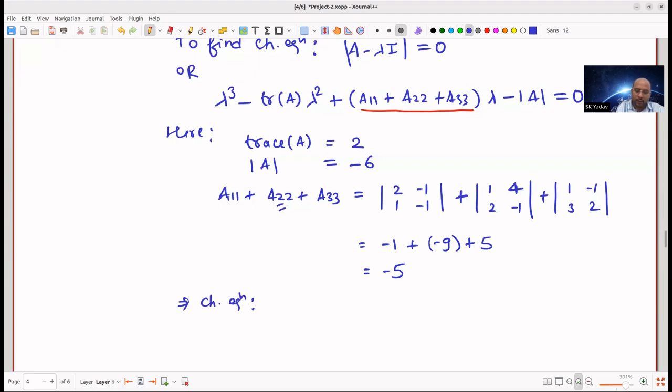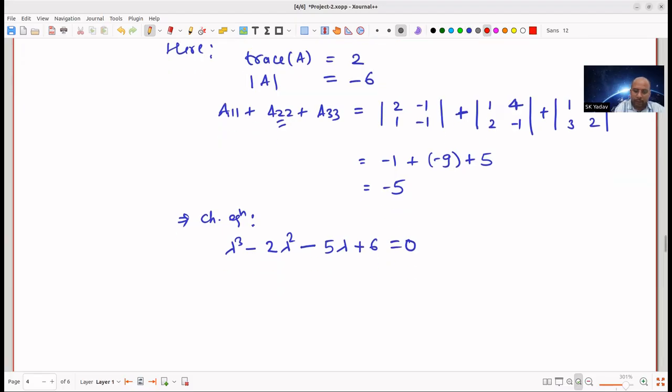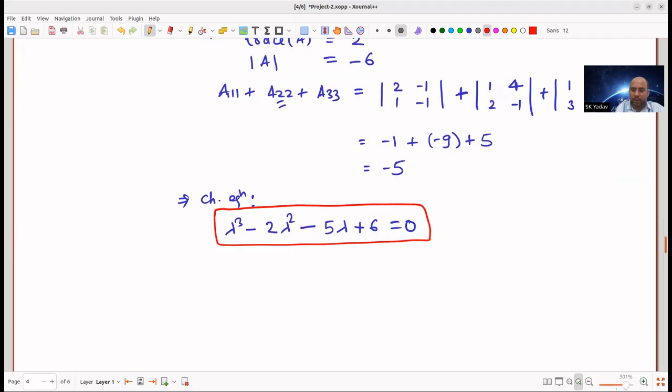This implies the characteristic equation is lambda cube minus 2 times lambda square, plus the sum of principal minors, that is minus 5, so minus 5 times lambda, and then the determinant of this is minus 6 here. So minus minus becomes plus here, equal to 0. Now we got the characteristic equation. For this you have to find the roots, and the roots will be the eigenvalues of the matrix.